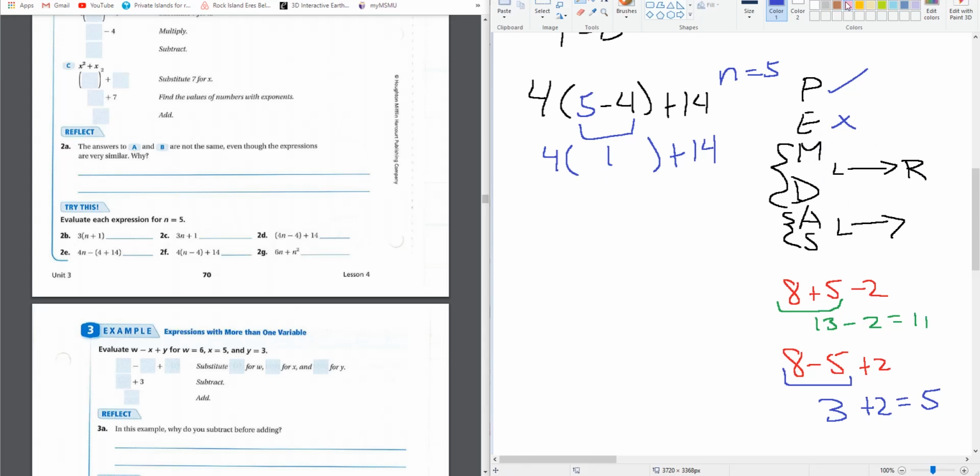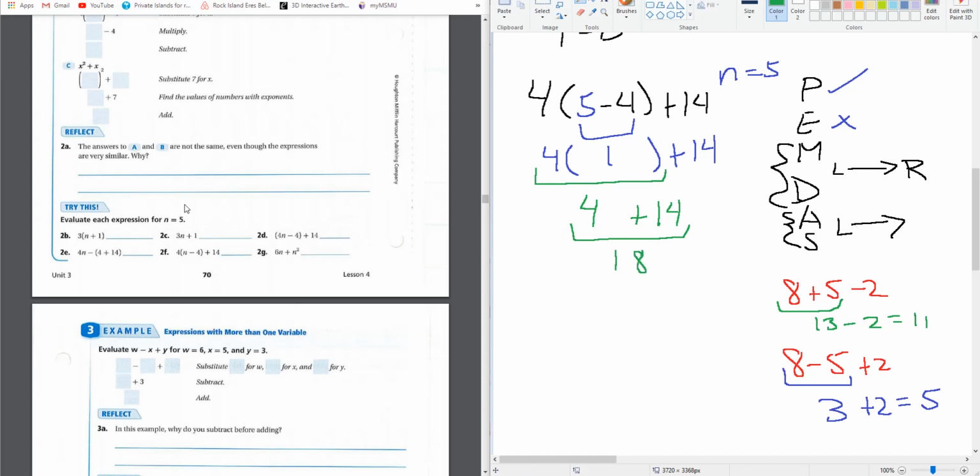Yes, because if you remember, if you have two values next to each other, in this case we have the 4 and we have the 1, this is multiplication. Whenever you have two values together like this, it's multiplication. So we're going to do 4 times 1, which is 4, plus 14. And then 4 plus 14 is 18.